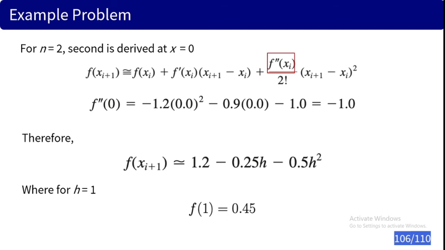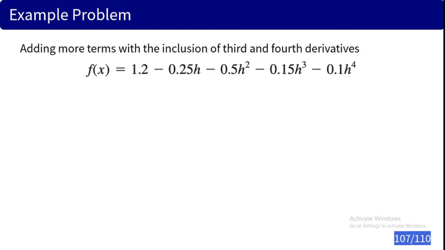Then we evaluate it at h equal to 1, which is our step size. So the value of f of 1 is 0.45. Then adding more terms, the same procedure applies for the fourth order approximation.